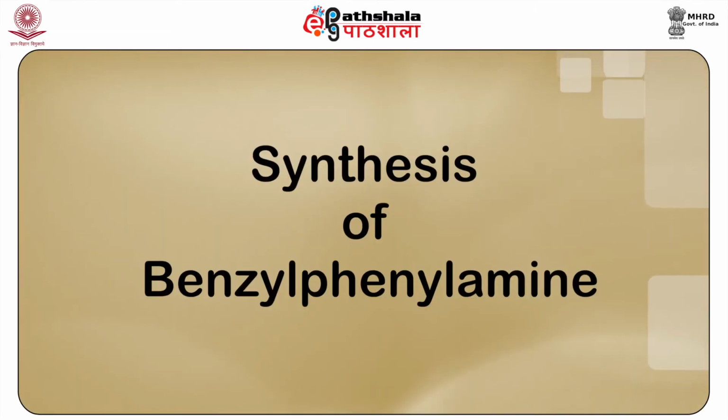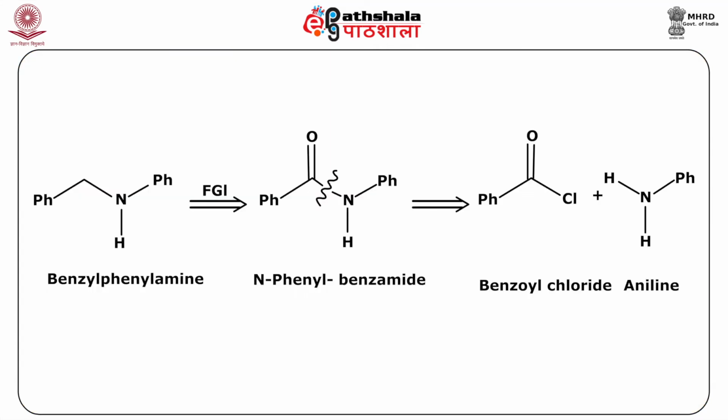Let us look into the synthesis of benzylphenylamine. The retrosynthetic approach says the benzylphenylamine can be synthesized by the reduction of N-phenylbenzamide, as seen from the given figure. The cleavage of the C=O N bond takes place, leading to the formation of the two precursors, which are the acid chloride and the aniline.